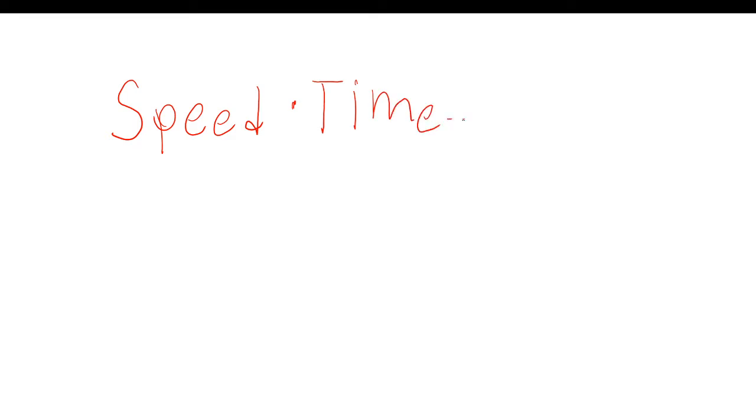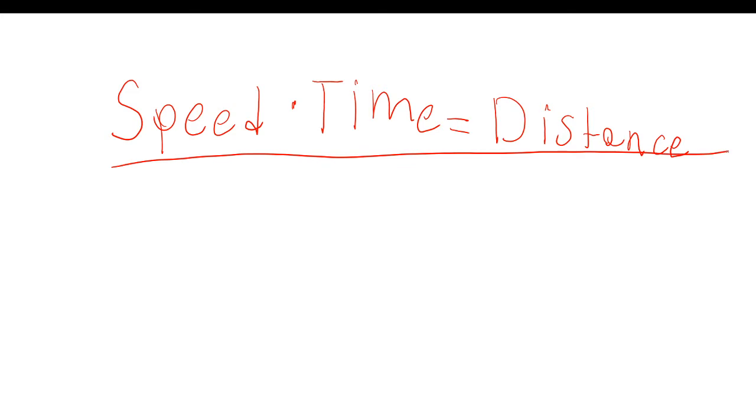So let's talk about the main formula you're going to need to know. This is speed multiplied by time is equal to your distance. Speed times time is equal to the distance, right? And we can manipulate this equation to solve for time, speed, and obviously right now we're solving for distance.